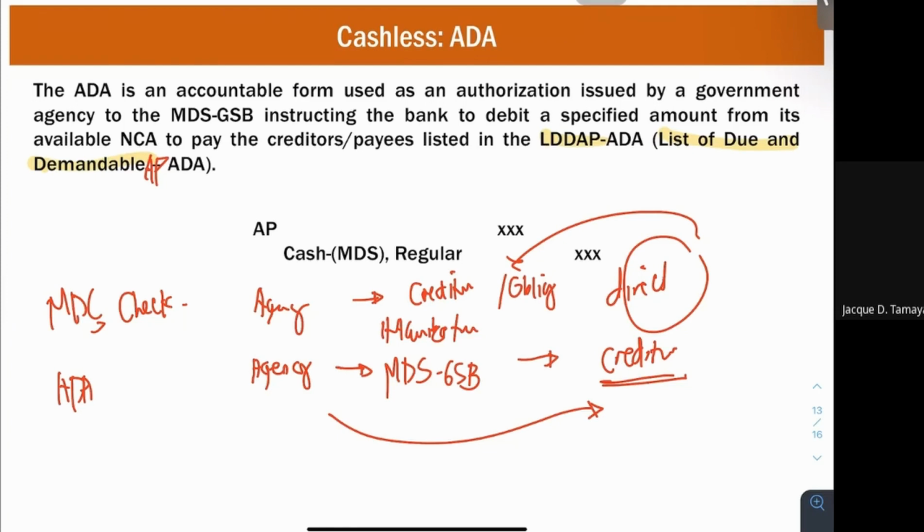The difference is that in your MDS check, the payment is made directly to the creditor. In your ADA, there is no cash issued by your agency. What happens is an authorization, and the transfer goes directly from MDS GSB to the creditor. So it is agency to authorization to creditor, unlike with your MDS check, where it is only agency going to the creditor. I hope we are clear as to the difference between your ADA and MDS check.